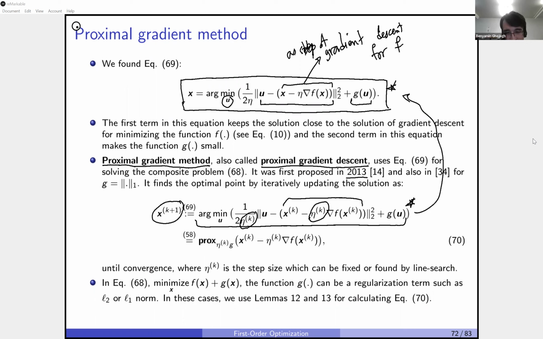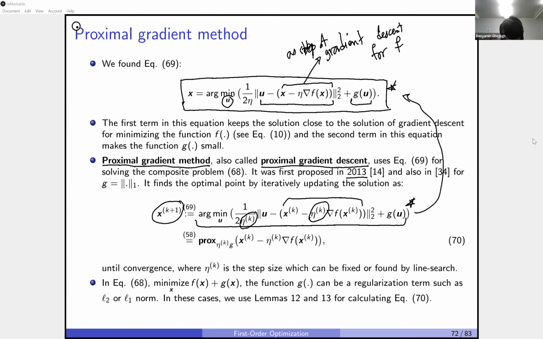This is exactly minimization of a regularized optimization problem, right? So it's saying find a solution for gradient descent of f, but also try to minimize the regularization term, which is g. This is the proximal gradient method.